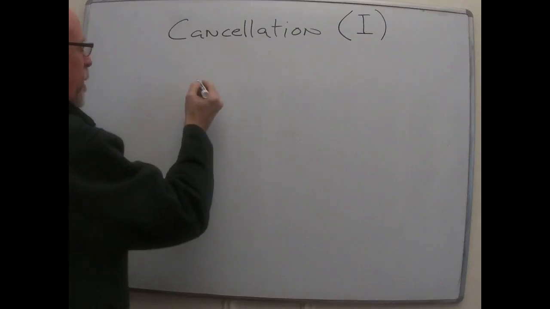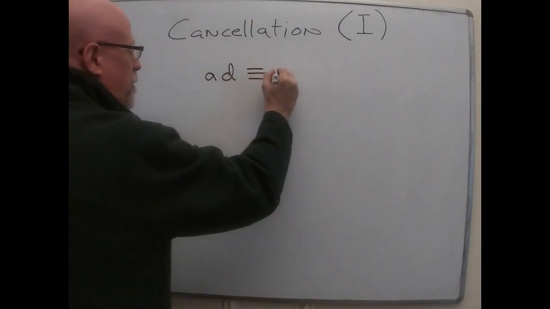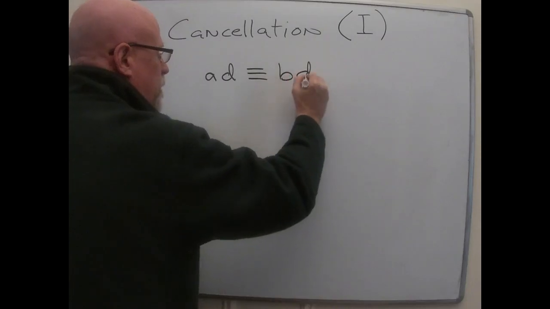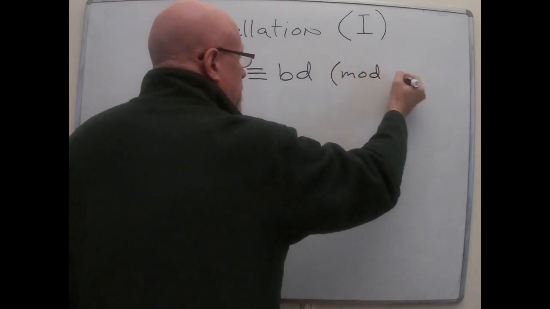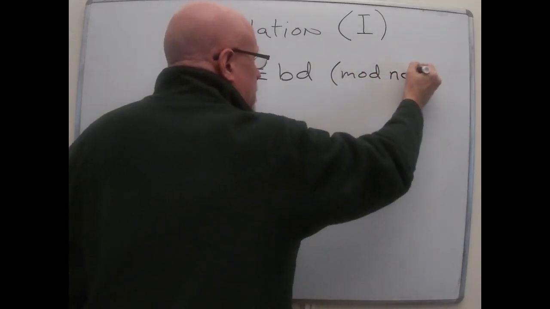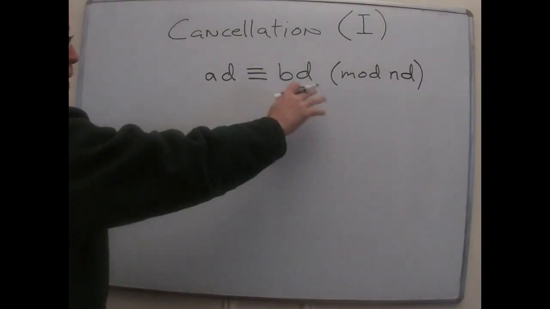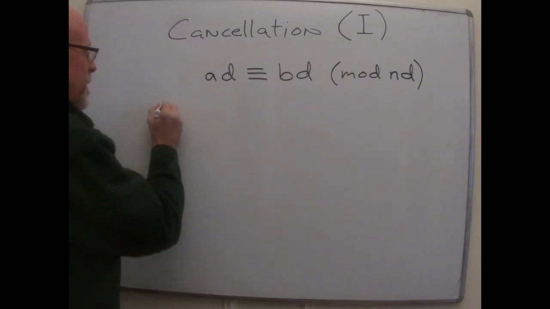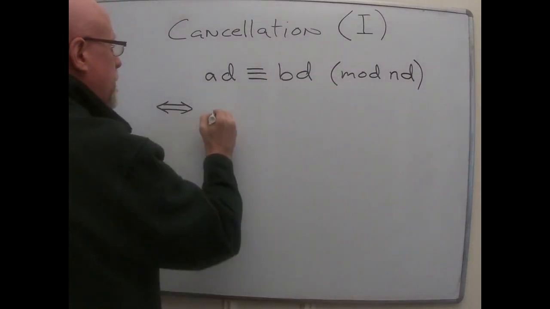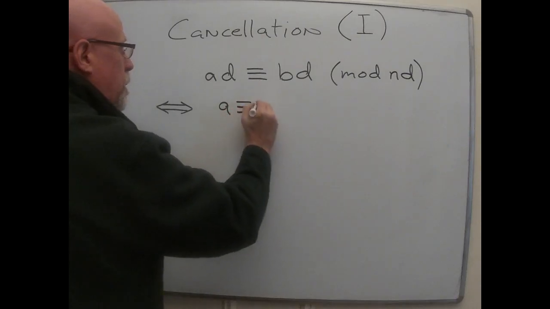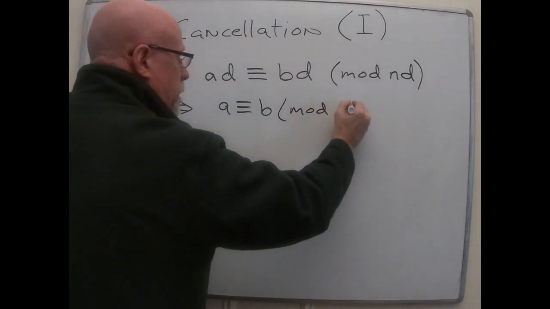It looks like this. If everything in a congruence is a multiple of some number, I'm using D for that number, and I mean everything, even the modulus. If you have that situation, and these things are actually congruent, then, actually it's if and only if, you could divide everybody by D and get A is congruent to B mod N.